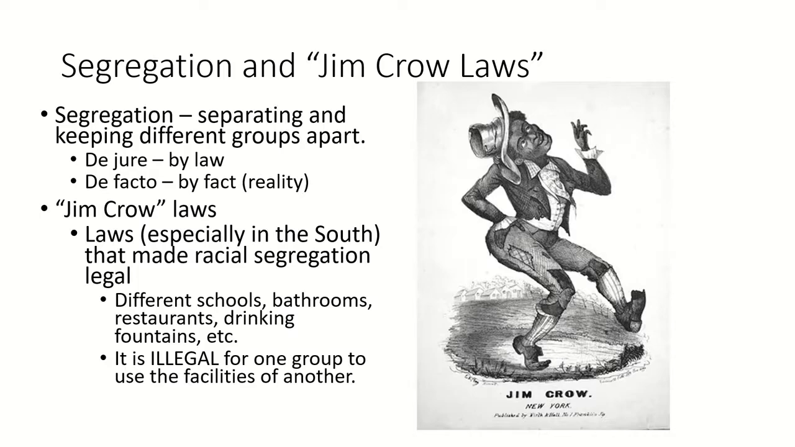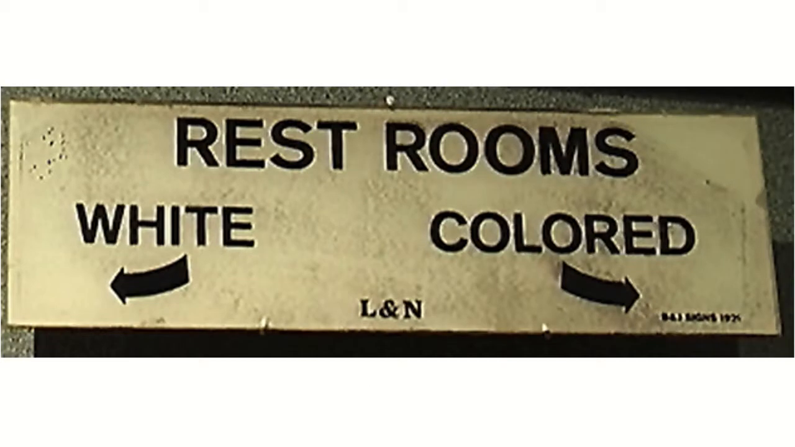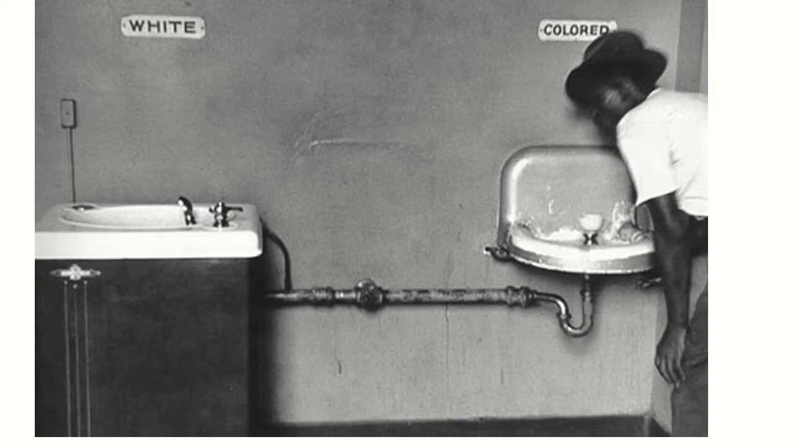When we talk about the African American civil rights movement, we are talking predominantly about the problem of segregation. And there's two types of segregation in the United States. One is de jure, by law, and these would actually be laws known as Jim Crow laws that would make racial segregation legal. Different schools, different bathrooms, and it would be illegal for one group to use the facilities of another. The other type of segregation is de facto, by fact, reality. This is the type of segregation that is going to plague urban cities, especially our very own city of Chicago.